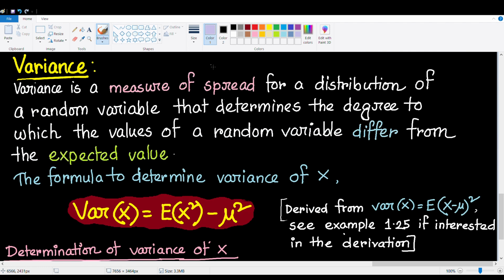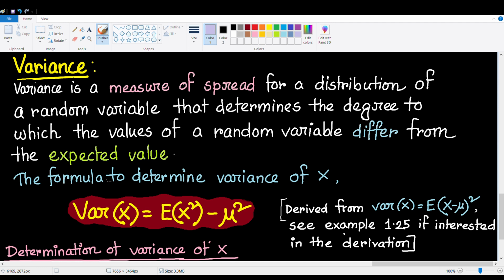To have an idea about the degree of difference between the random variables and the expected value, we use variance. So variance is a measure of spread for a distribution of a random variable that determines the degree to which the values of a random variable differ from the expected value. Okay, so square rooting the variance, we get standard deviation. Both of these terms are frequently used in discrete mathematics and statistics.